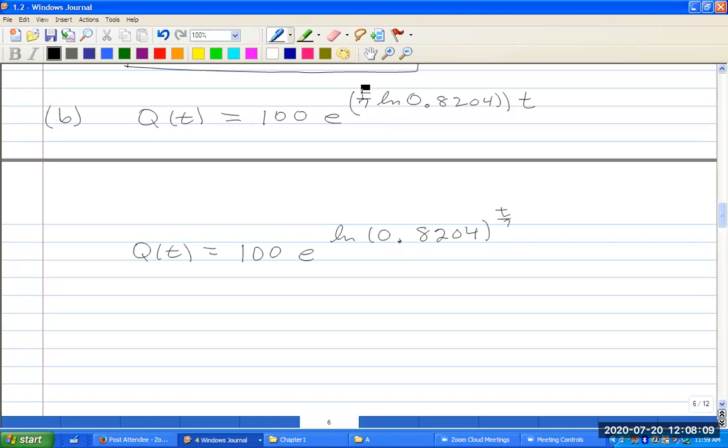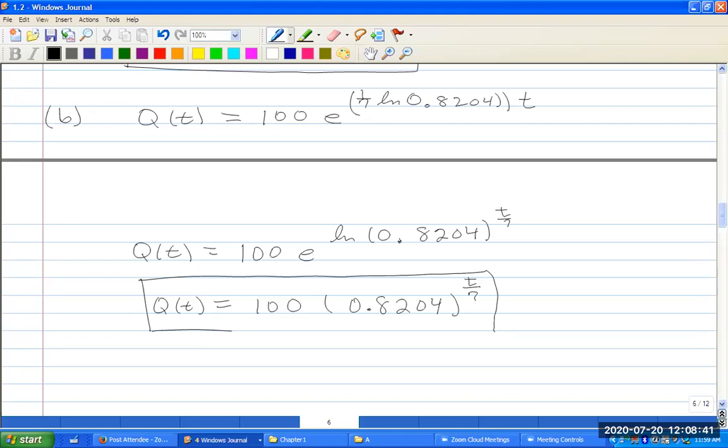So I have this x, I multiply the t times the 1/7 to get t over 7. E to the ln of anything is just this. So this is equal to 100 times 0.8204 to the t over 7. I could have left it in the previous form, but this looks simpler. Okay, let's see what the question was.